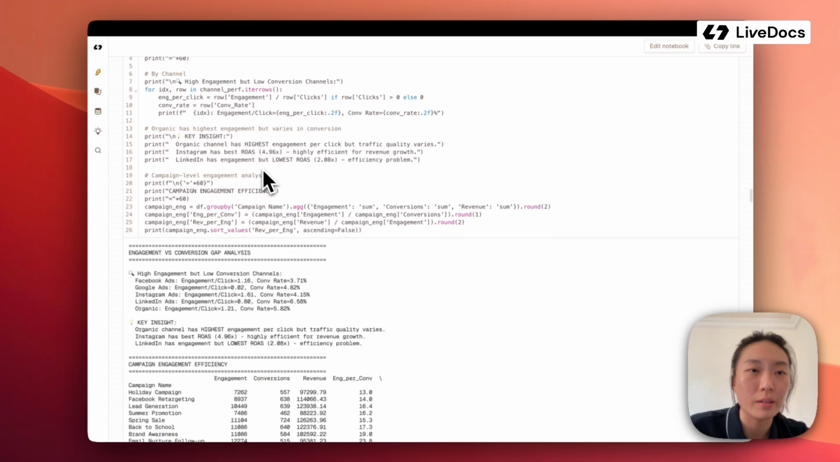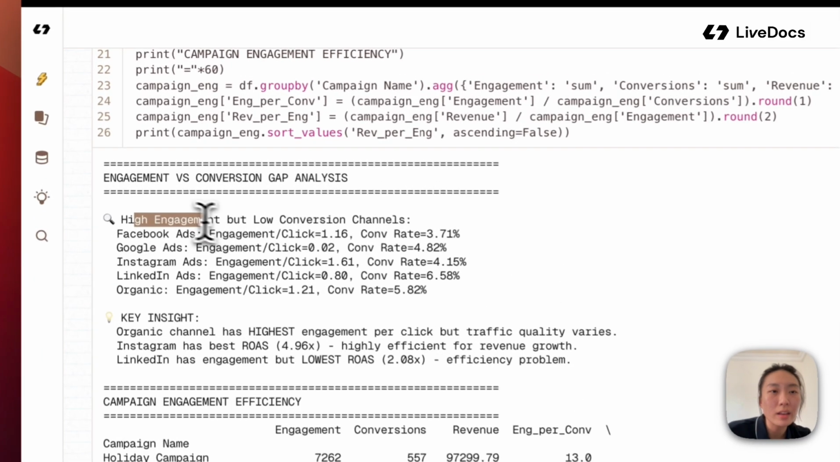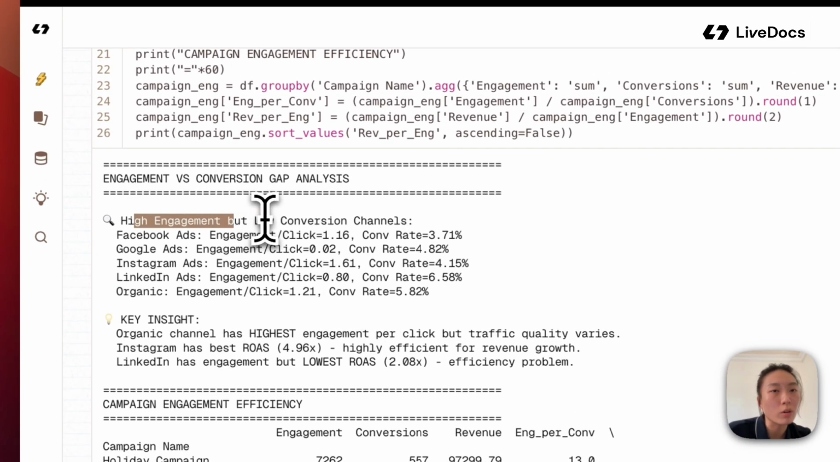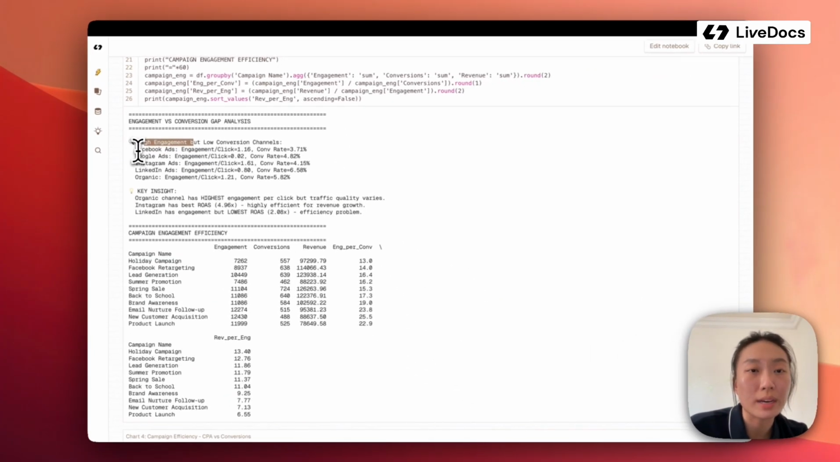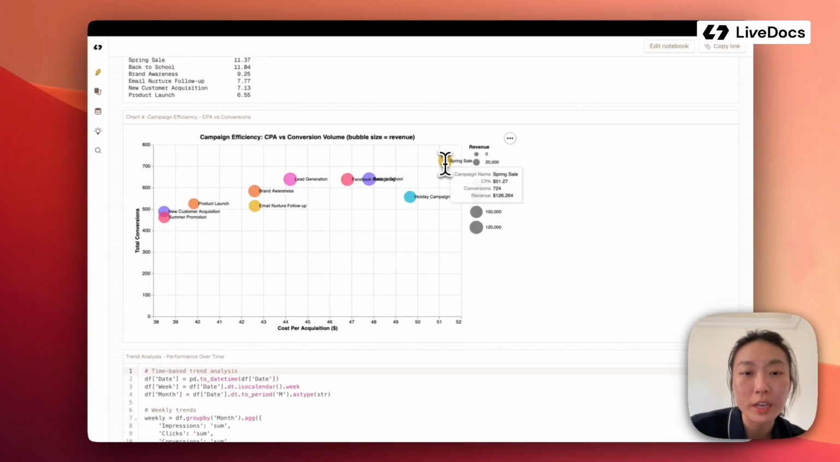So here are the results generated by the Livedocs agent, and we can see the highest engagement but low conversion channels will be Facebook, and Instagram has the best return on ad spend, as we see. Higher is really good for revenue growth. And from the graph we can see spring sales has the highest cost per acquisition and also the highest conversions. And the summer promotion has the lowest cost per acquisition and the lowest total conversions.